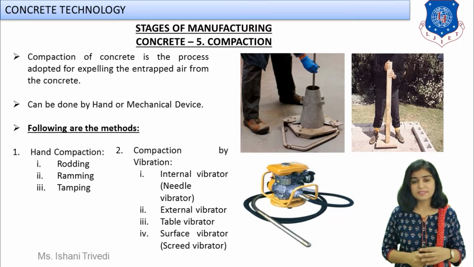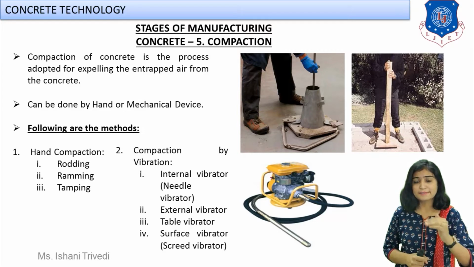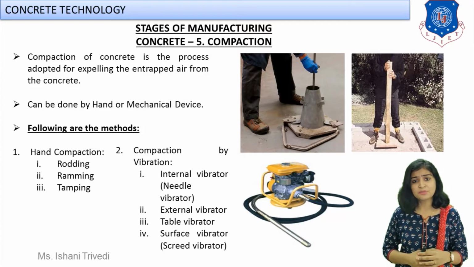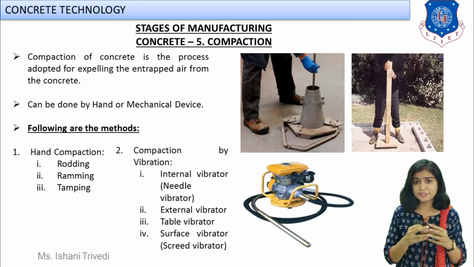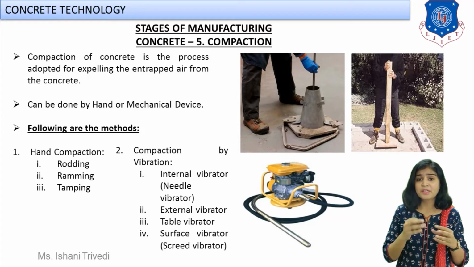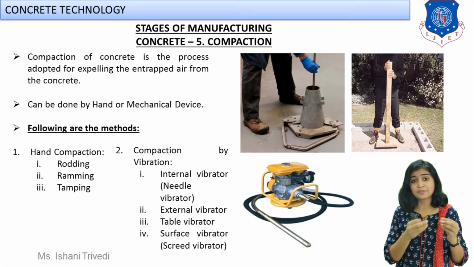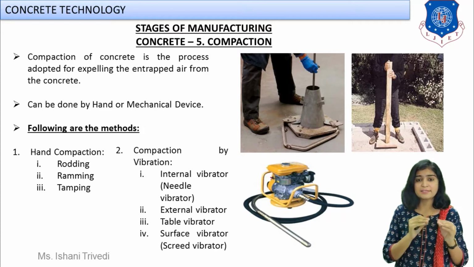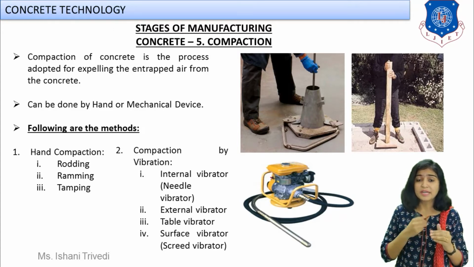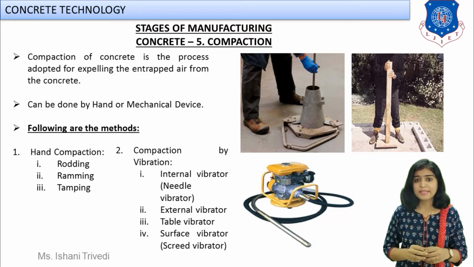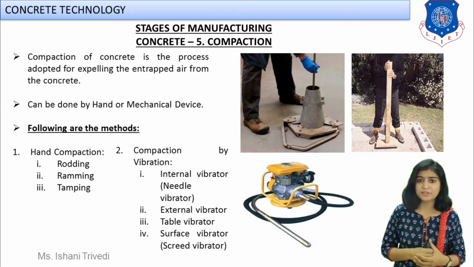Same is the case over here. When one layer of concrete is placed, you have to provide compaction simultaneously. What will this cause? There will be voids between the stone aggregates, so it will help the cement paste fill up the voids and hence make a uniform, continuous composite material.